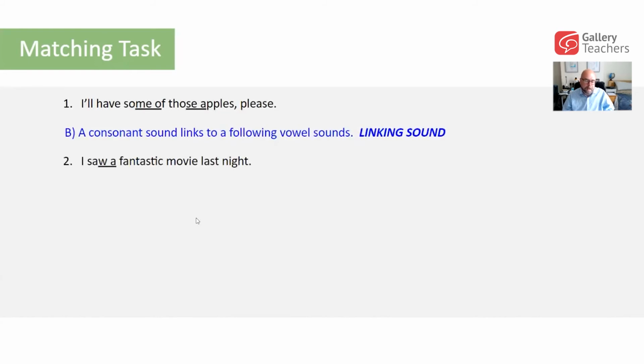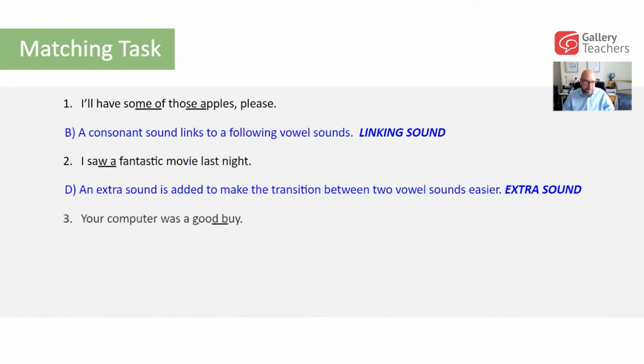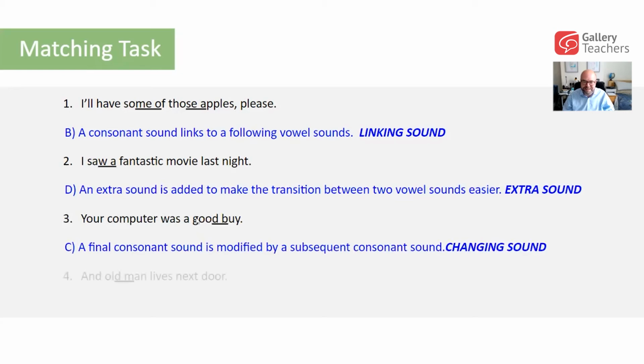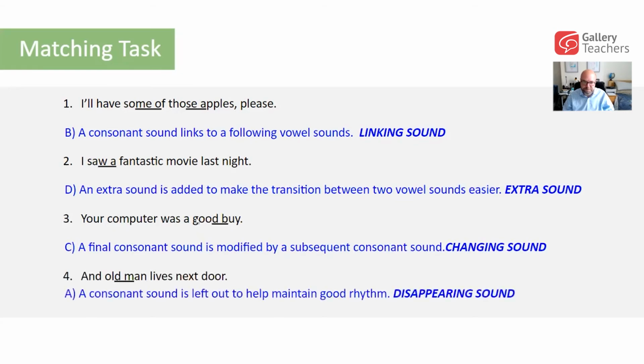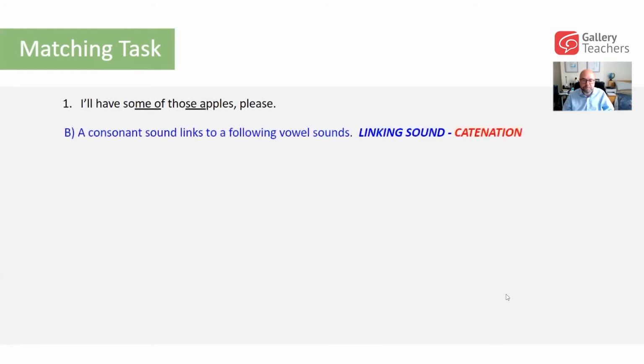So I'm showing you on screen now the terms that I use for these 4 features: linking, extra, changing, disappearing. For those of you who have come through books that use more complicated meta-language, I thought it would be useful just to also show you how these are referred to in some course books and in the literature, in some of the academic studies.